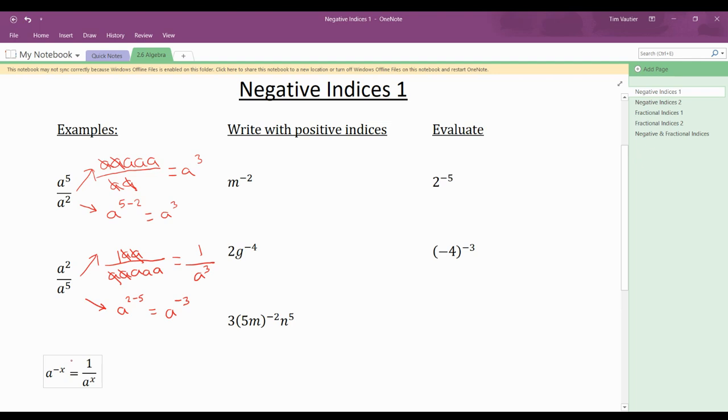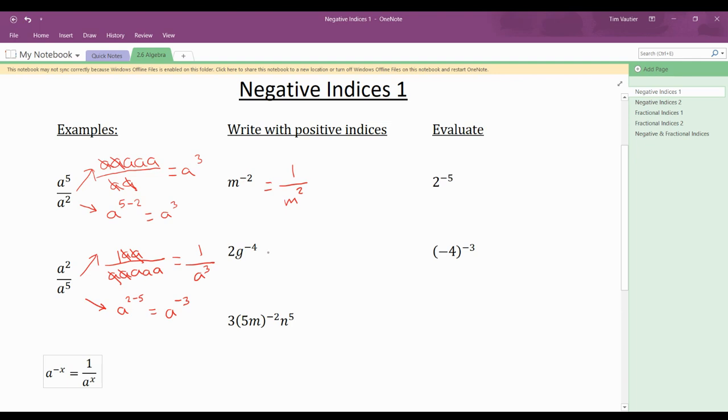And so that brings us to a general form. If we have a letter with a negative power, that's the same as writing that letter on the bottom of the fraction with the power changed to a positive. If we look at these examples, we've got m to the power of negative 2. Using this form, we can rewrite this as 1 over, and if we're putting it on the bottom of the fraction, our power is going to change from negative to positive.